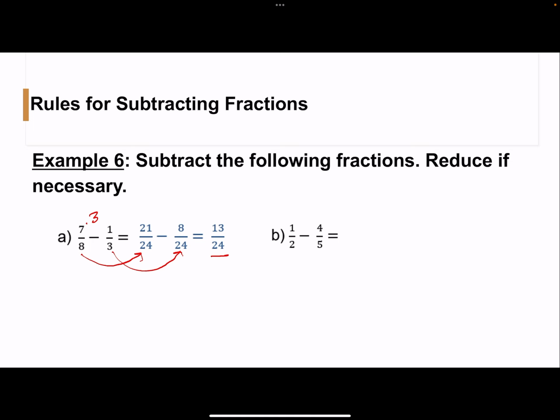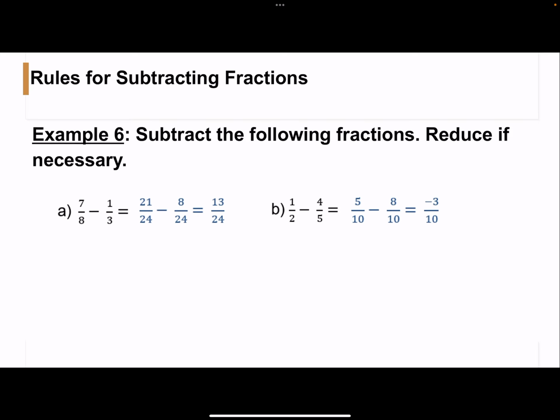A second example would be 1/2 minus 4/5. You can see I got a common denominator of 10. I get 5/10 minus 8/10. I keep my common denominator of 10. 5 minus 8 gives me -3, and -3/10 is reduced. So we're going to follow the same rules as with addition.